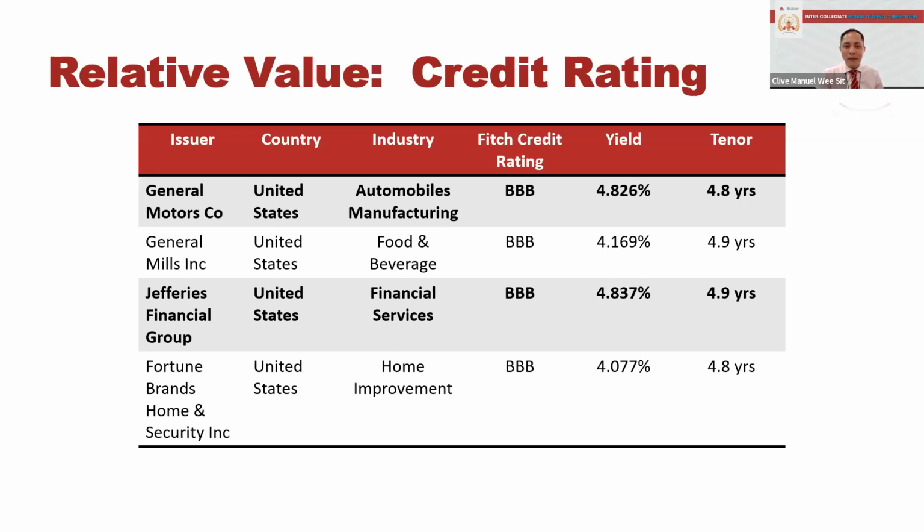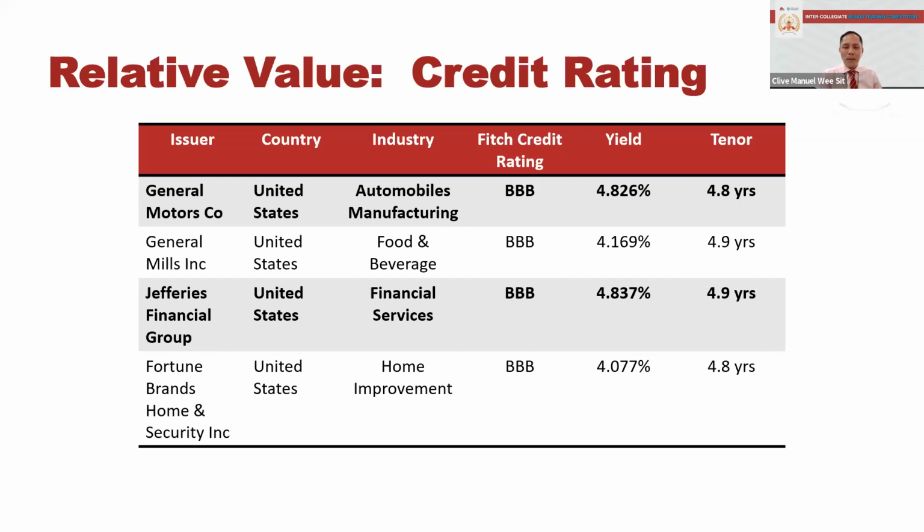So in this example, I've identified a number of securities by different issuers, but they all have the same credit rating. And you'll notice General Motors, General Mills, Jefferies Financial Group, and Fortune Brands Home and Security. These are examples of issuers of fixed income securities from different industries. However, what is common among all of these is that they all have the same credit risk. The market perceives their credit risk to all be the same. They're from the same line. They're all under the BBB credit rating space. Now that makes it easier for you to do the analysis.